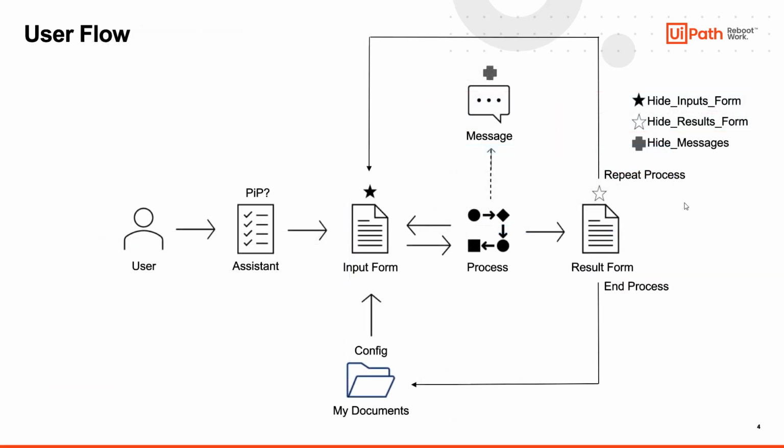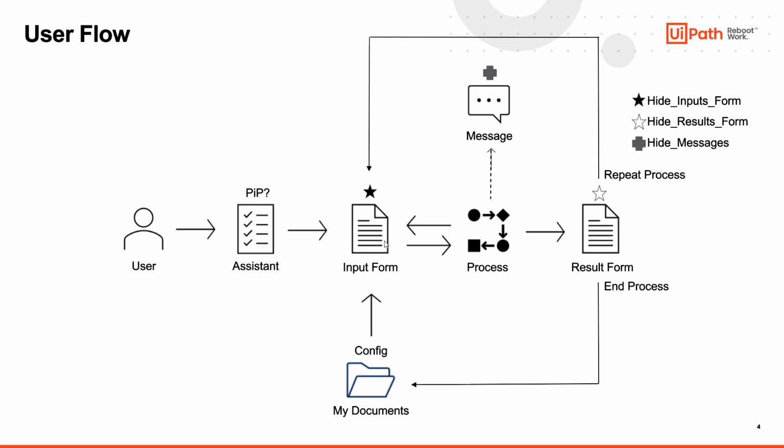So with that covered, the user flow will follow accordingly. The user will access the automation through the assistant. They'll select whether they want to run in pip. And then once the automation starts, what the automation does is it reads in a config file that's stored locally in the My Documents folder. Now, this is a text-based config file that we save after each successful execution, and that's basically used to instantiate the config dictionary. And so that's how we can pre-populate the input form at runtime with the previous selections.